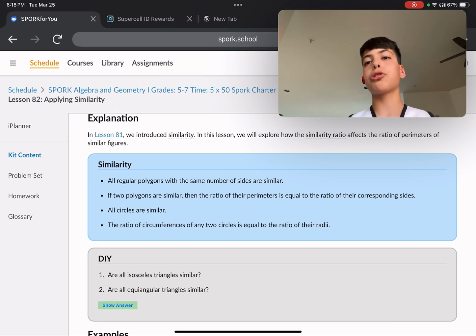And remember that all circles are similar, because they're all just drawn the same way, and only the size matters. The ratio of the circumferences of any two circles would be the same as the ratio of their radii.